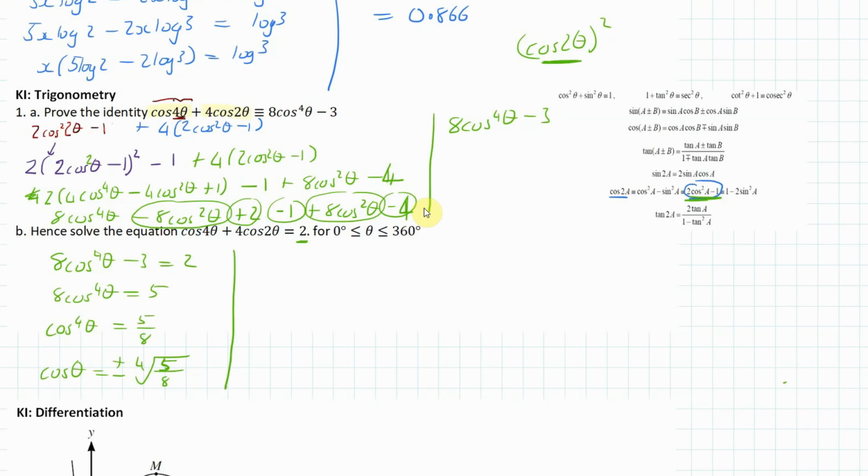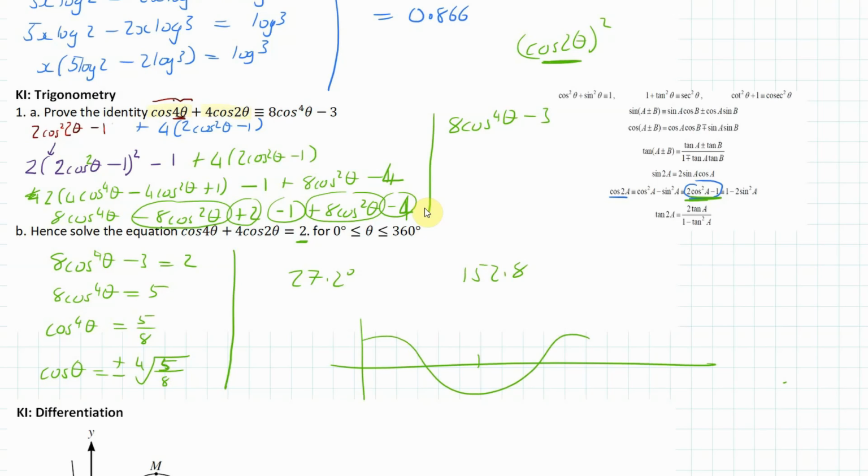Now, we get two principal values when we do this. When we do the positive one, 4th root of 5 over 8, I'm getting 27.2. And when I do the negative one, I'm getting 152.8. And then we can just think about the other values that we've got.